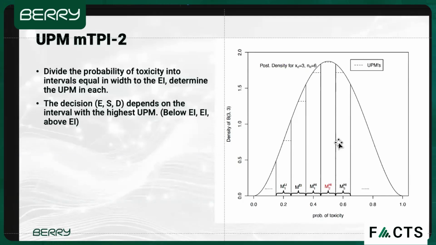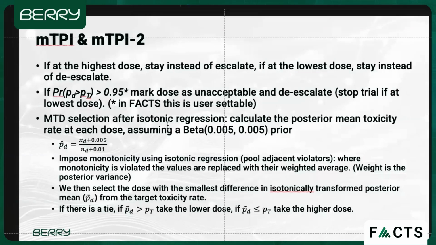If that strip is above the target interval, we de-escalate. If it is the target interval, we stay on the current dose, and if it's below the target interval, we escalate. And then there's a couple of additional fairly obvious rules. So one is that if you're at the highest dose, you can't escalate, so you stay. And if you're at the lowest dose, you stay instead of de-escalating.